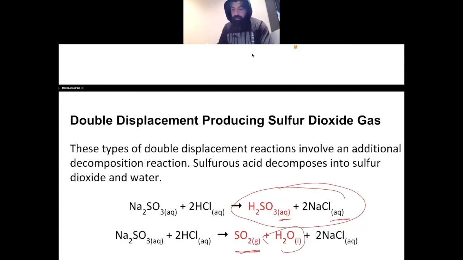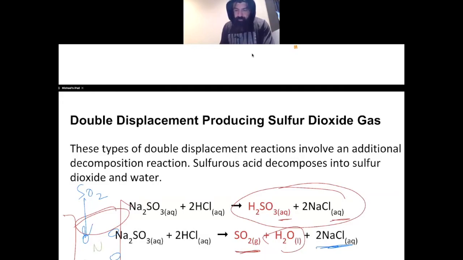And so what this beaker would look like is, well, we would have bubbling forming. We'd have bubbles forming, and those bubbles would be the sulfur dioxide gas. So notice here, sodium chloride aqueous: we'll have sodium ions and chlorine ions, all dissolved in water.